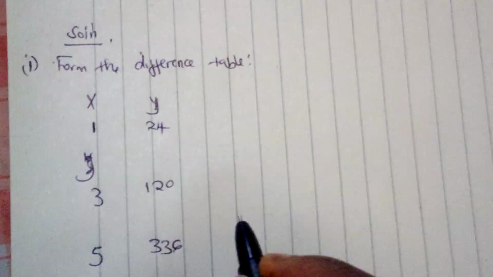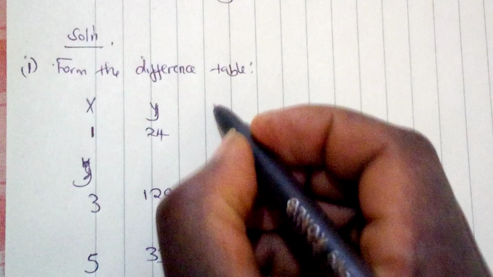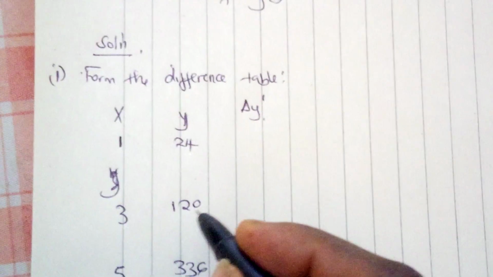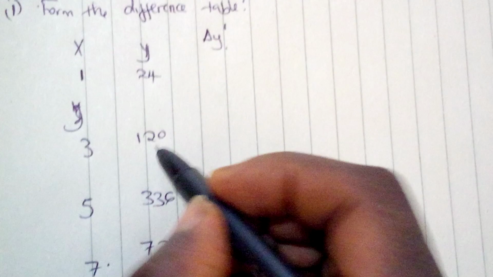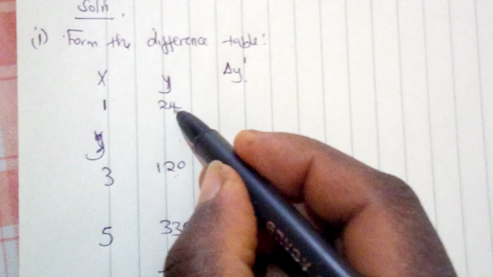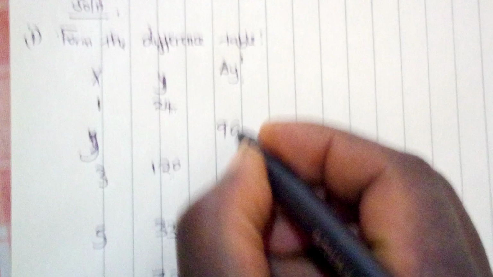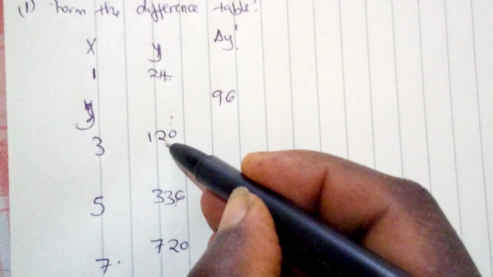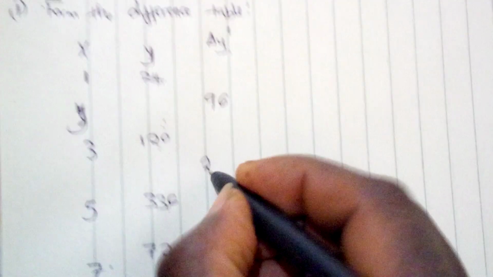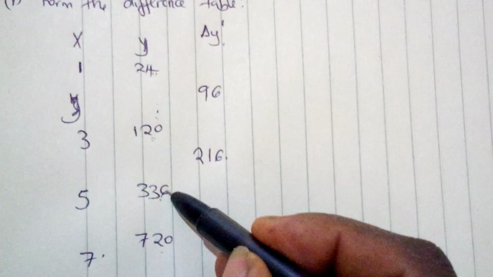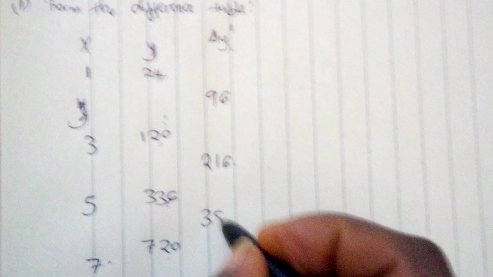So how do we form a difference table? So we have change in y. The first change in y, you usually take the second one minus the first one. So it is 120 minus 24, which will give us 96. You write it between the two values. Then we have 336 minus 120, which will give us 216. Then we have 720 subtract 336, we have 384.